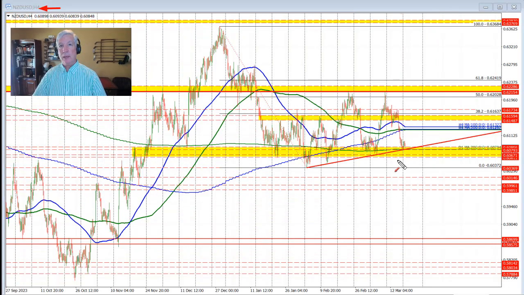was a sharp move to the downside in the second half of the week. That move to the downside got below the 100 bar moving average on the 4-hour chart. That's a blue line. Got below the 200 bar moving average on the 4-hour chart. That's a green line, and also fell below the 200 or 100 day moving average. That's that blue line overlay on this 4-hour chart.